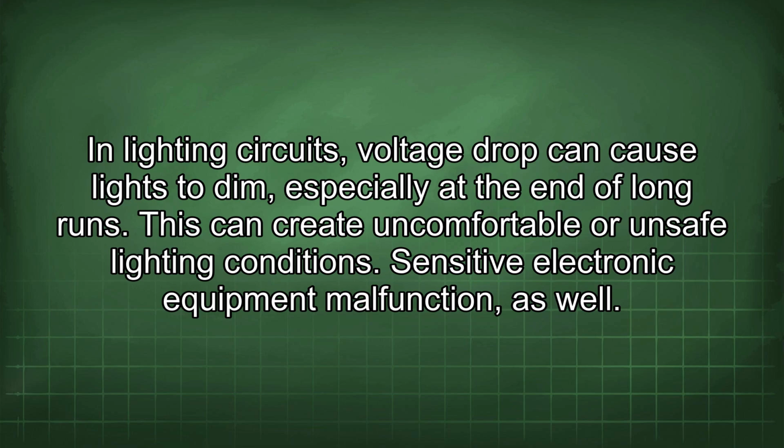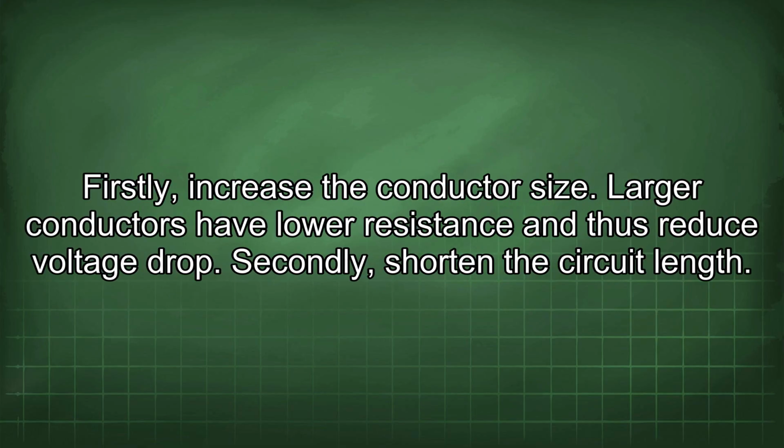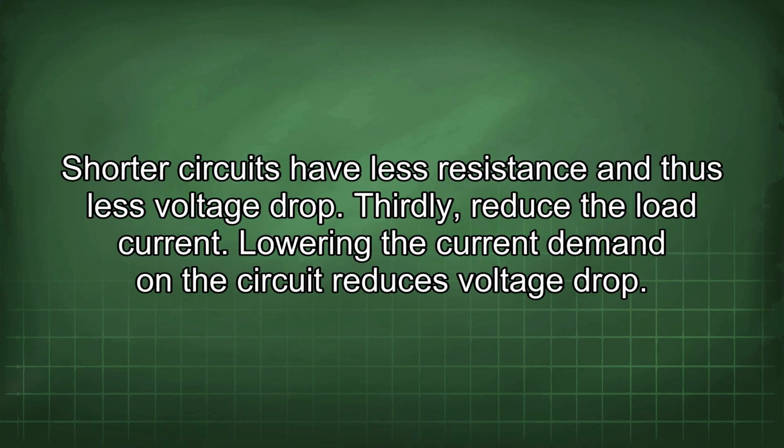Sensitive electronic equipment may malfunction as well. Electronic devices are often sensitive to voltage variations. Excessive voltage drop can cause these devices to malfunction, shut down, or experience data loss. To minimize voltage drop, several strategies can be employed. Firstly, increase the conductor size. Larger conductors have lower resistance and thus reduce voltage drop. Secondly, shorten the circuit length. Shorter circuits have less resistance and thus less voltage drop. Thirdly, reduce the load current. Lowering the current demand on the circuit reduces voltage drop.